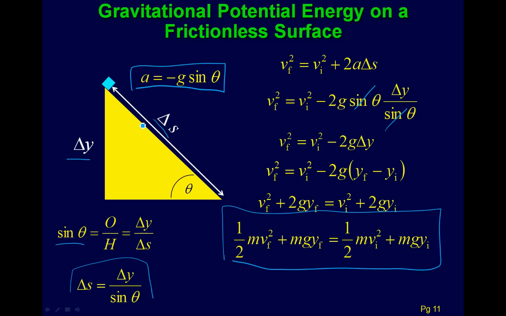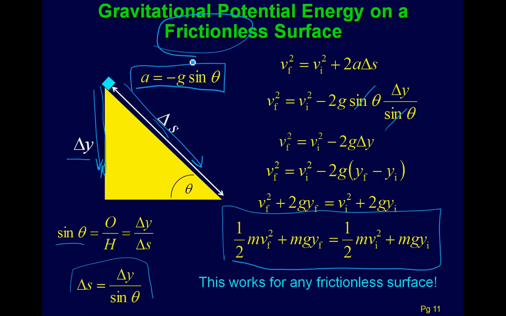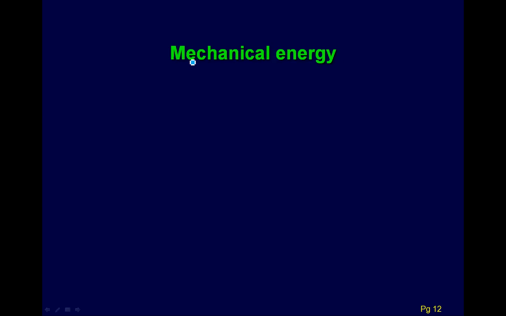And so what this says is it doesn't matter if the block falls in free fall down this way or if it slides down this way. If there's no friction, then the sum of the kinetic plus the potential does not change during this event. And so in other words, this equation works for any frictionless surface or any path that the object might take, is what we get from this.